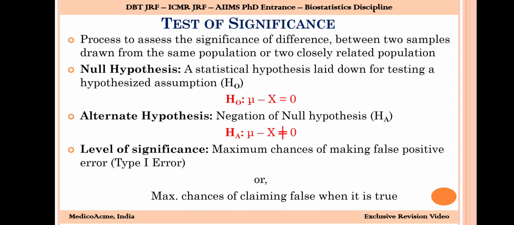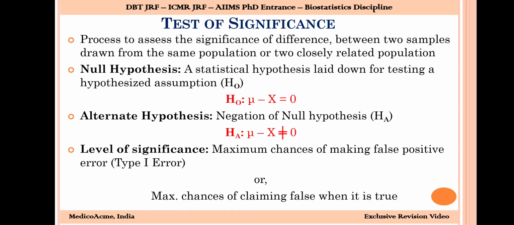The alternate hypothesis will be the negation, or the counterpart, of the null hypothesis. So the counter statement will be the alternate hypothesis, and the null hypothesis is the main hypothesis which you are going to prove through the research work, or experimentation.